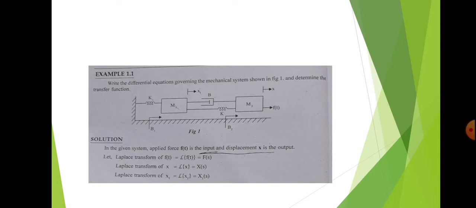The opposing forces acting on mass M1 are marked as Fm1, Fb1, Fb and Fk1 and Fk.